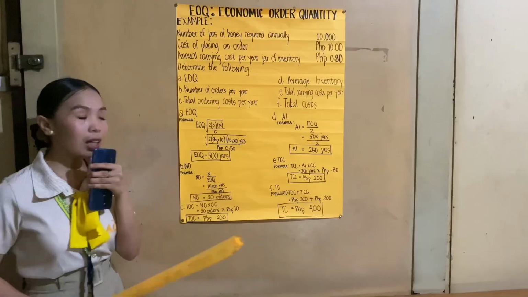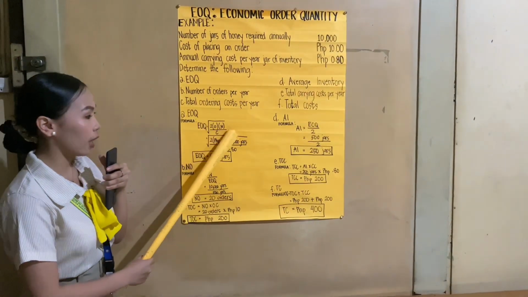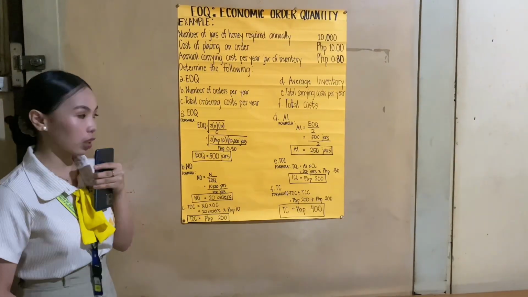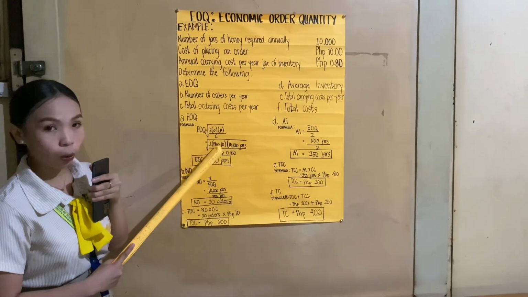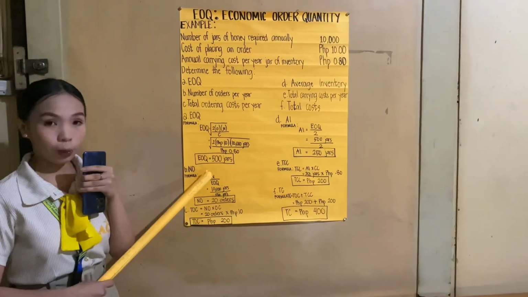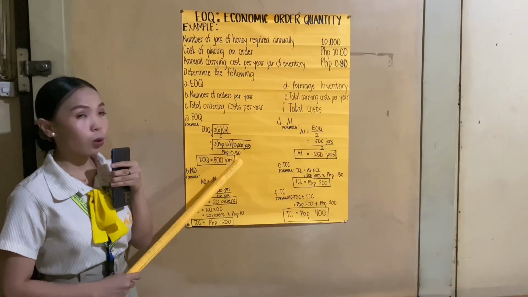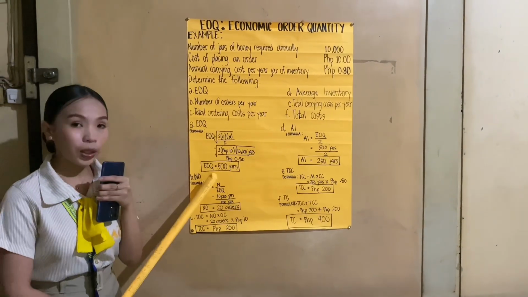So, the formula for EOQ equals the square root of 2 times O times N divided by C. So, let's substitute. The square root of 2 times O, which is the cost of placing an order, which is 10 pesos, times the number of jars of honey required annually, which is the N, which is the 10,000 jars, divided by the annual carrying cost per year, which is the 0.80. So, EOQ equals 500 jars.